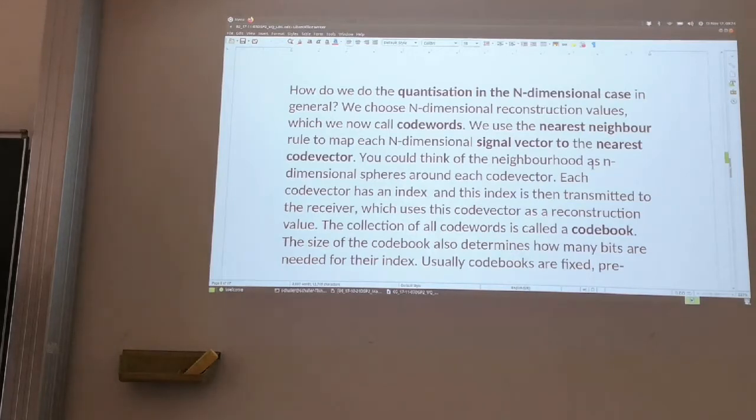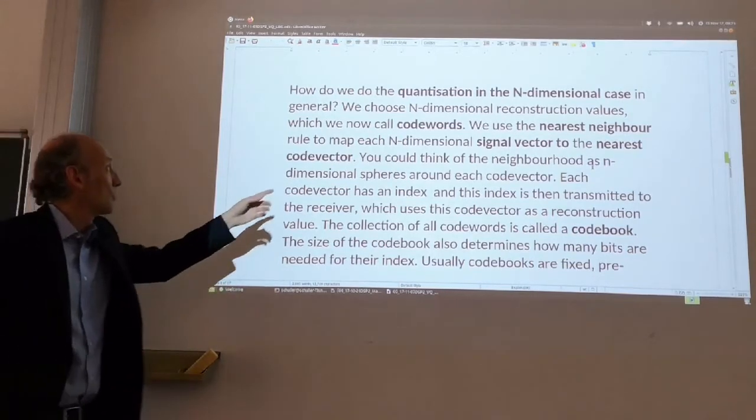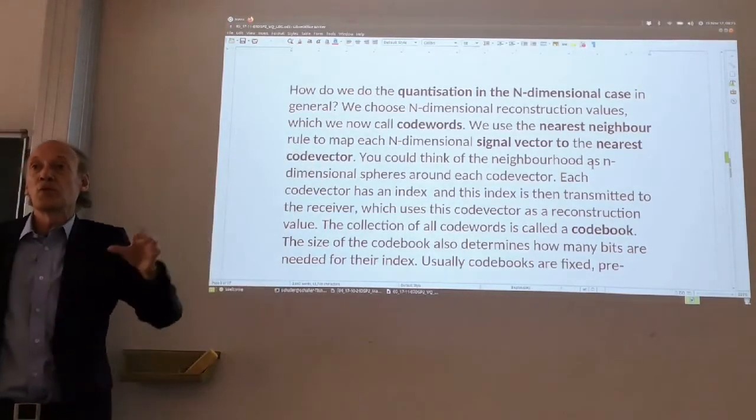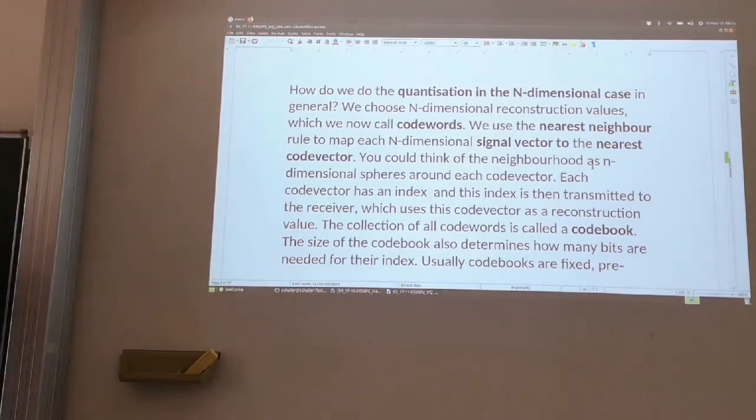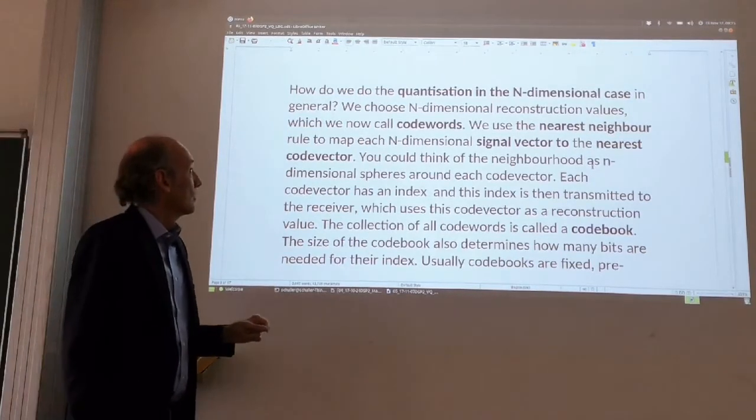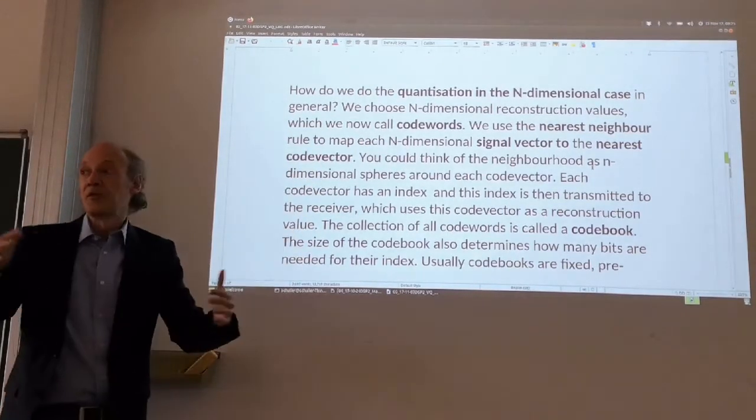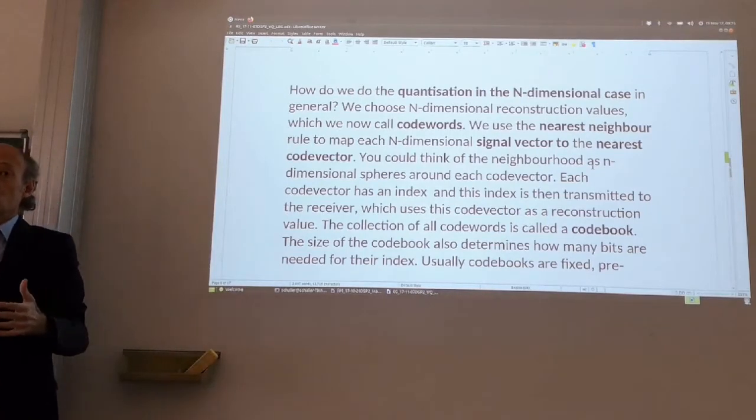You can, for instance, take the Euclidean distance, which is: you take each dimension, square it, add them all up, and then take the square root. We can also omit the square root because we're just interested in the smallest one. Once we did that, we just choose the code vector which has the smallest distance to our observed signal vector. And that's then our representative. In this way we can easily generalize this nearest neighbor rule to n dimensions.